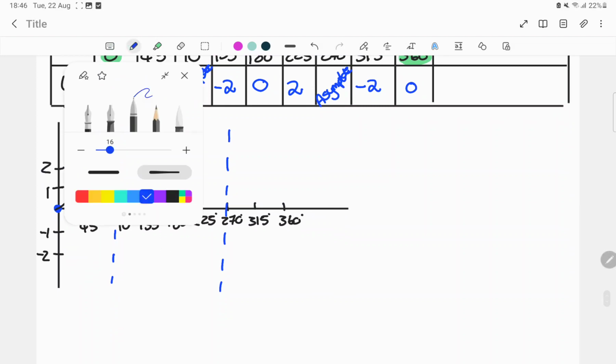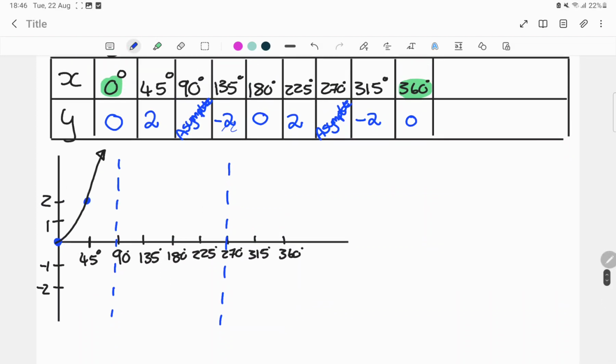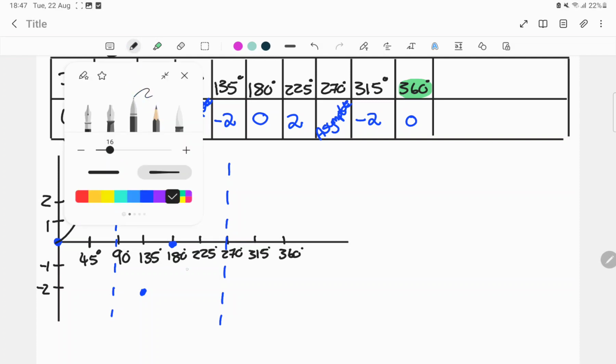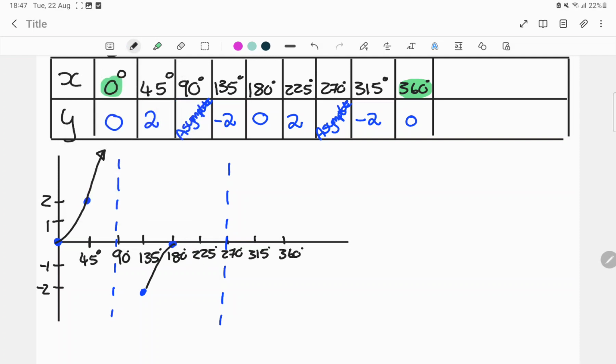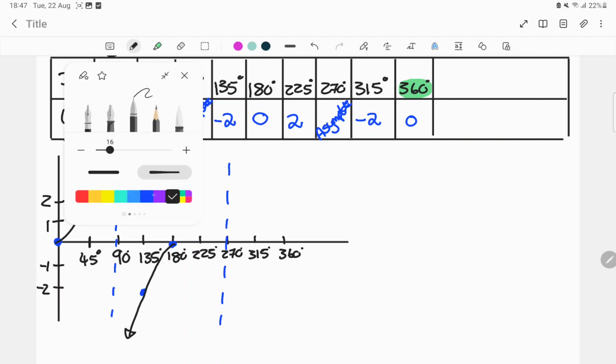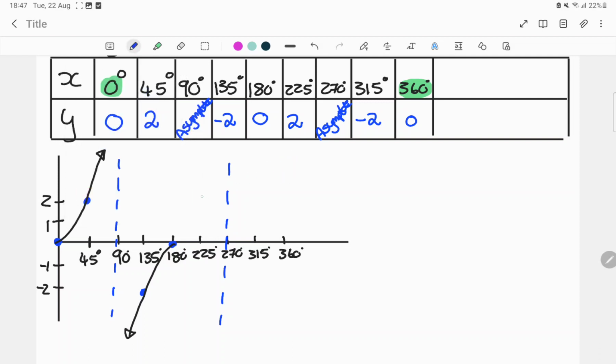Then at 135 degrees I had -2. At 180 I had 0. So here I can obviously see my graph is going down. So it's going to go down and curve downwards and towards my asymptote. Then at 225 it is at 2 again. So now it goes up and it's curving towards my asymptote again. Wait, that's a very ugly one.